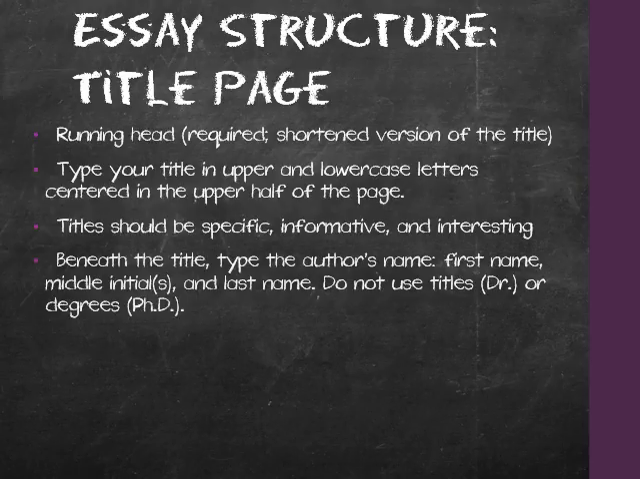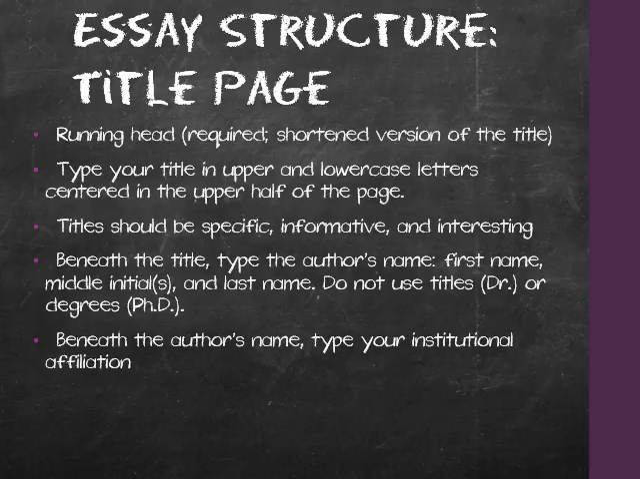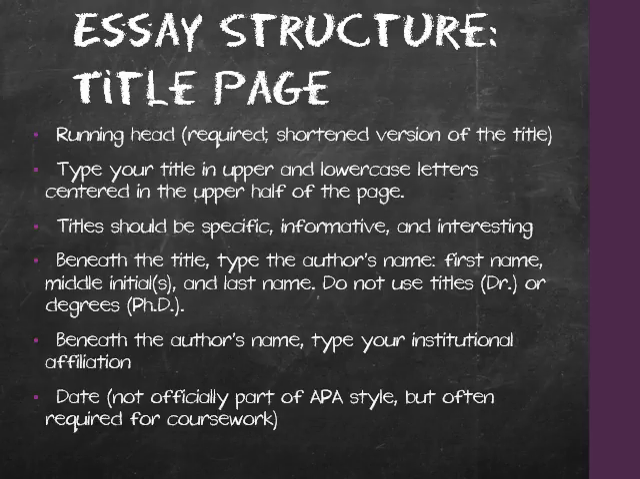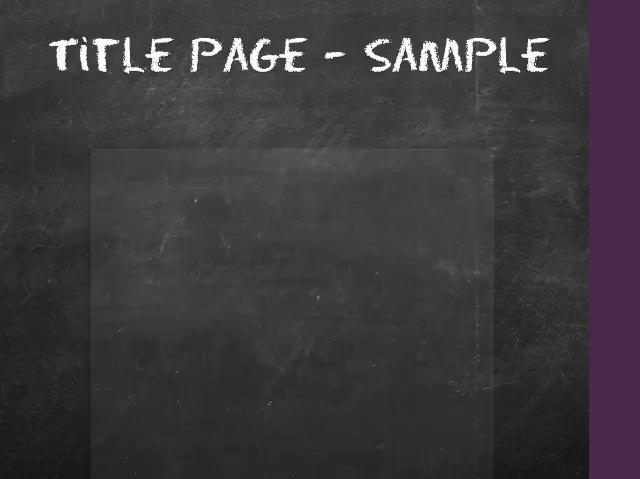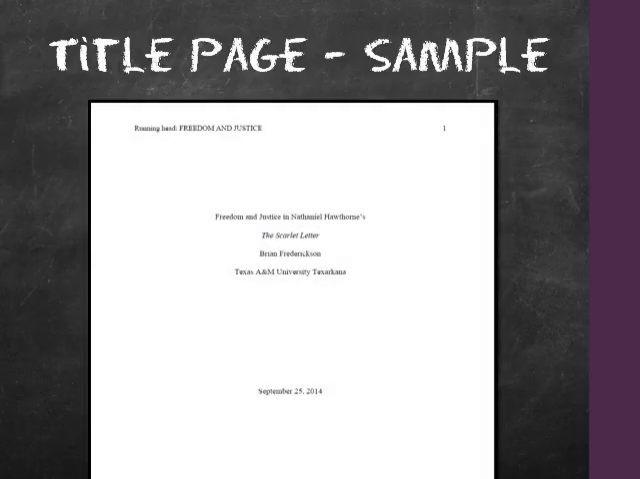Number 4, beneath the title, type the author's name or authors' names, first name, middle initial or initials, and last name. Don't use titles such as doctor or degrees such as PhD. Number 5, beneath the title, type the name of the school or the affiliated institution. Number 6, at the bottom of the page, type the date, center justified, in month, day, year format. For detailed instructions on how to set up your paper in APA format using Microsoft Word, please see the instructional video, How to Set Up Your Paper in APA Format.